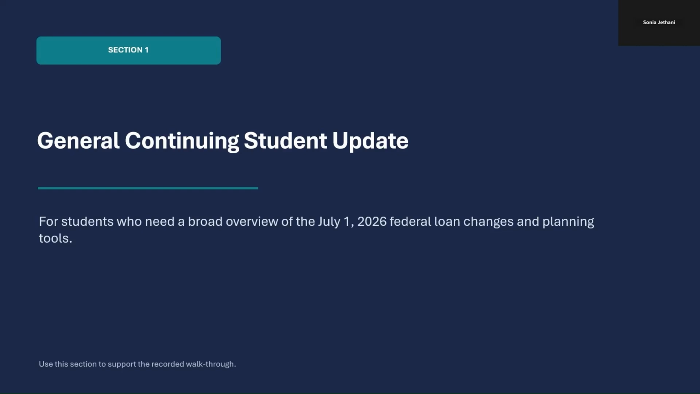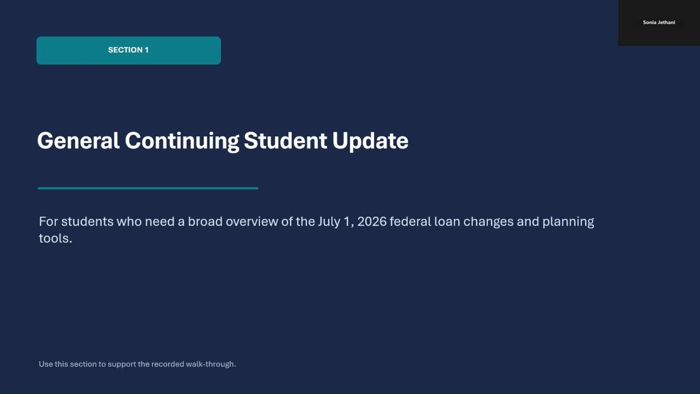This presentation is intended to help students understand upcoming federal student loan changes, how those changes may affect future borrowing, and what tools are available to support financial planning. The information in this presentation is for general planning purposes only. It does not represent a final financial aid eligibility determination, and it does not guarantee future federal loan eligibility or funding. Individual eligibility depends on federal requirements, institutional records, enrollment history, program information, and each student's specific circumstances.